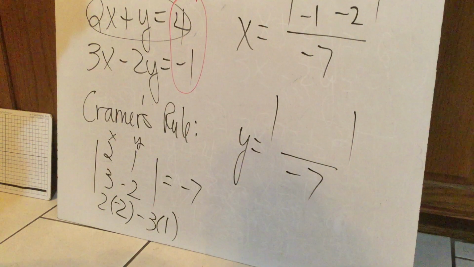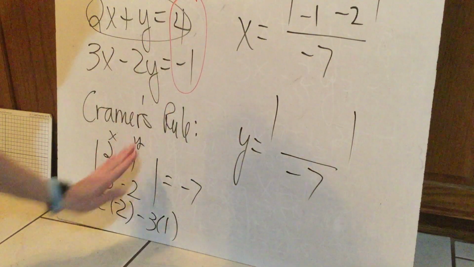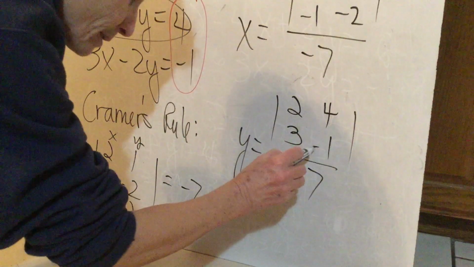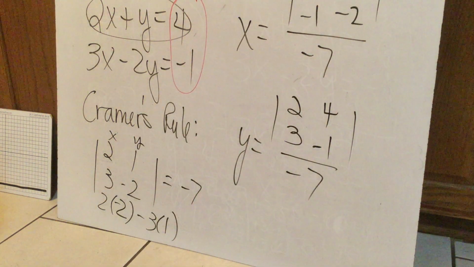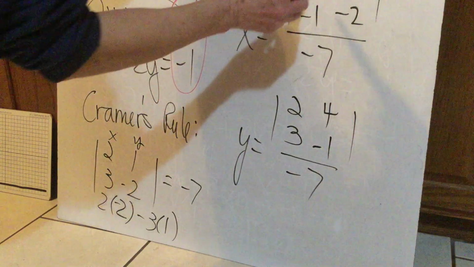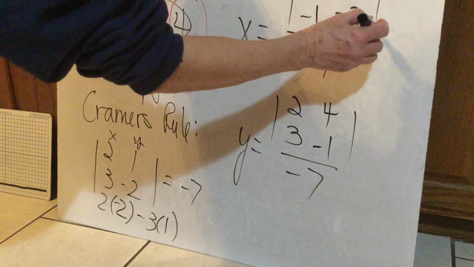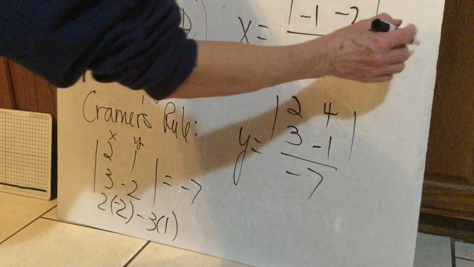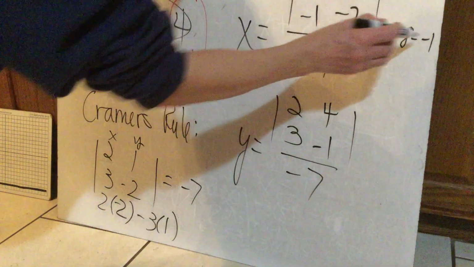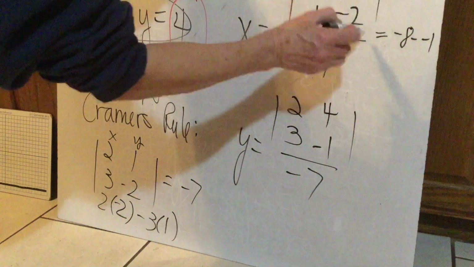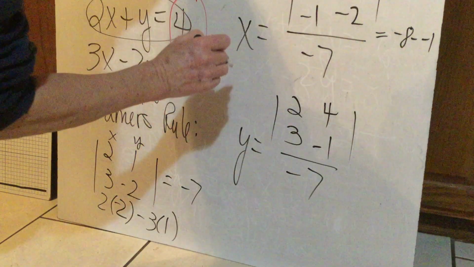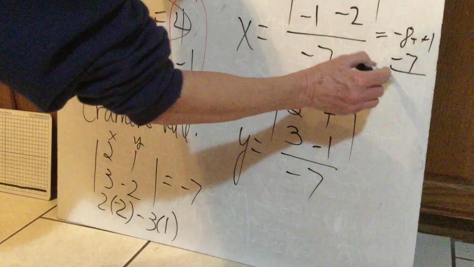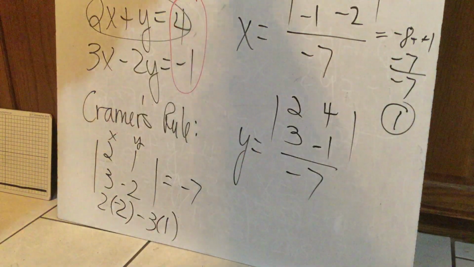Now, I'm going to do the same thing for y, only I'm going to paste this on top of y. So I leave the x's where they are and paste 4, -1 in place. All right, now let's evaluate. I'm going to multiply these two together, so that gives me -8. I'm going to multiply these two together, that gives me -1, and then I'm going to subtract them. So it's -8 minus -1. Well, that works out to be -7 over -7, which gives me x equals 1.